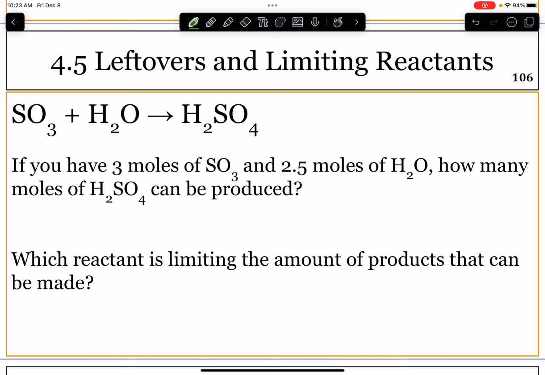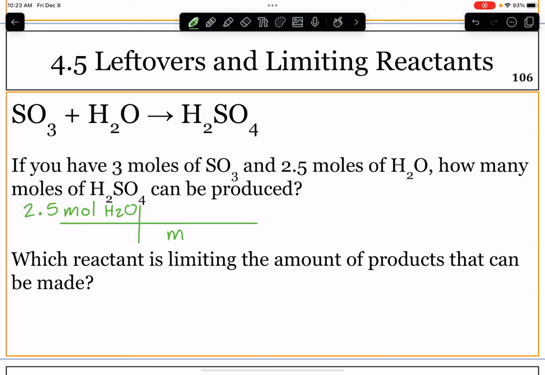So we're going to use the 2.5 moles of water because this one is going to dictate how many products we can make. We don't do any math with the 3 moles of SO3. We have enough SO3 to completely react the water, and then once the water runs out, the reaction stops. Yes, we'll have some leftover SO3, but the problem isn't asking about SO3. It's asking how much product can be made.